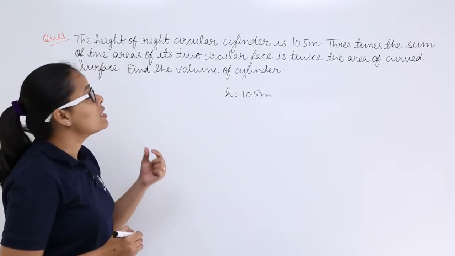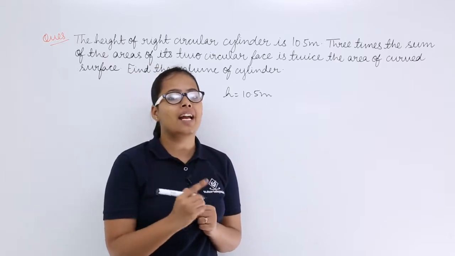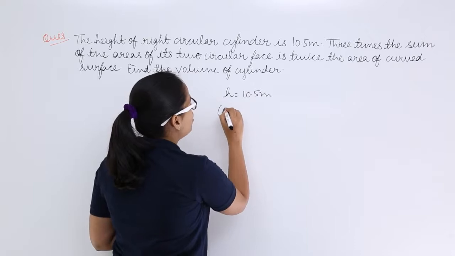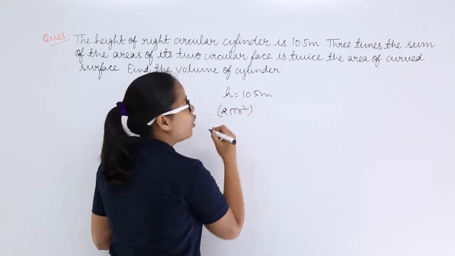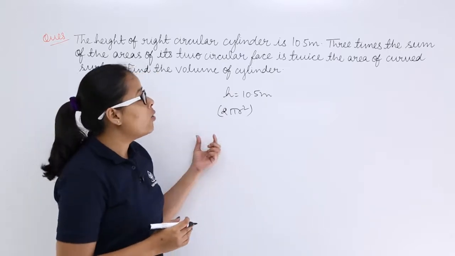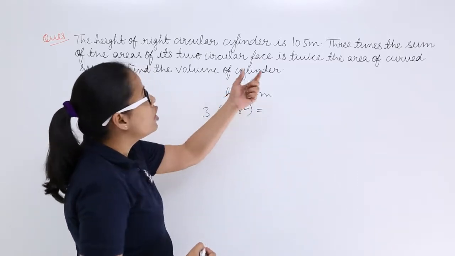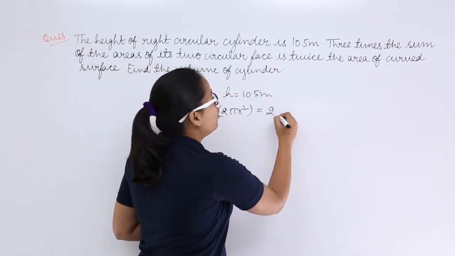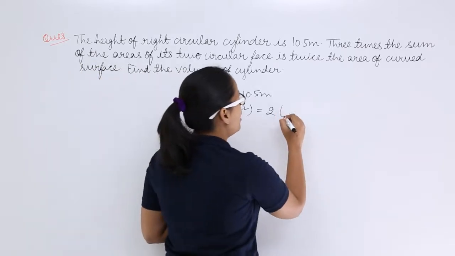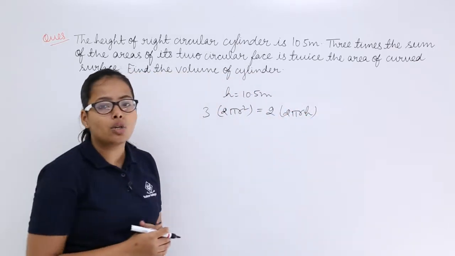Now 3 times the sum of the areas of its two circular faces, which is the top face and bottom face. The sum of the areas of two circular faces is twice of pi r square, because the area of the top face as well as the bottom face are same. Now how many times of this area? 3 times of this area is twice the area of the curved surface. What is the area of the curved surface of the cylinder? It is 2 pi rh. And here you need to take the twice of it.